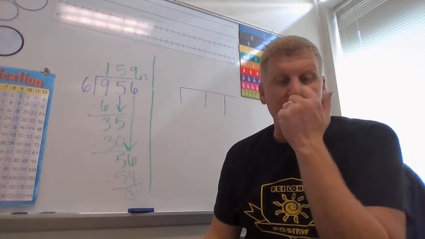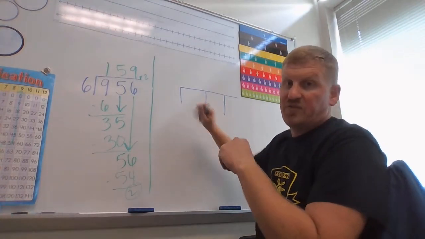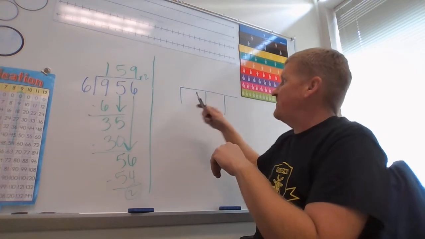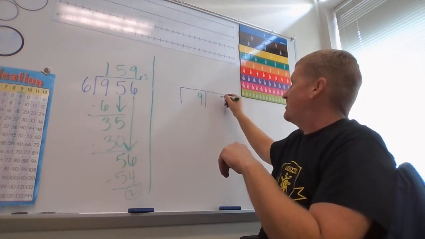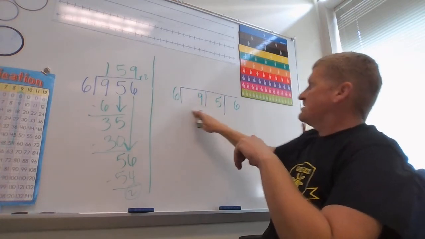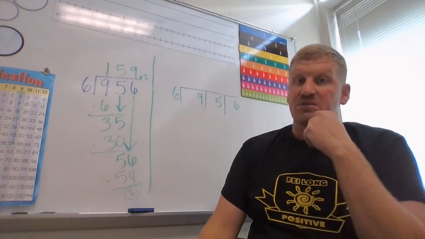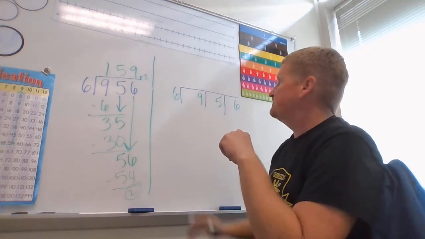So if you get stuck with a fact, you can work on it and come back and you know exactly where you left off. So I'm going to take 956 and put it in here, 956 divided by 6. So we still have our house. We're just going to break it up into 3 smaller houses. That's where we get our 3 little pigs.